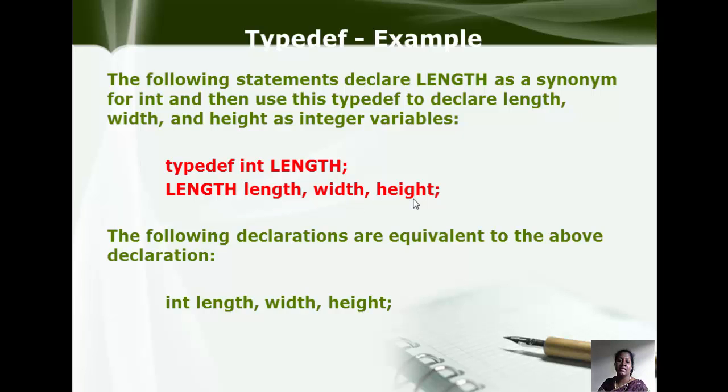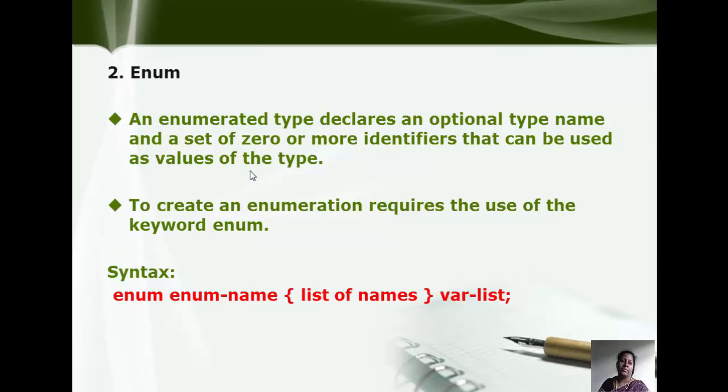So this statement is equivalent to int length, width and height. Length is not a new data type that is created. Length is the new name that is given to your existing data type int. So this is your typedef, and the next user defined data type is called the enumerated data type, which is in short written as enum.